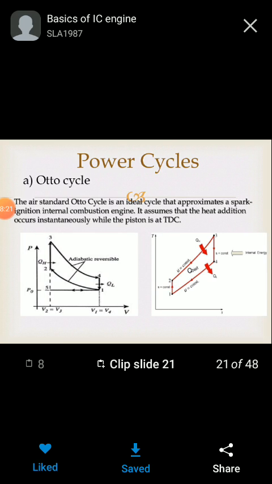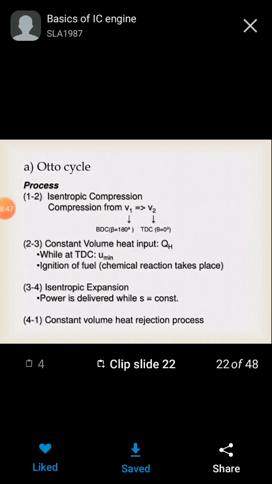The power cycles. In this, first of all, we'll discuss the Otto cycle, the air standard Otto cycle. It is an ideal cycle that approximates the spark ignition internal combustion engine. It assumes that the heat addition occurs instantaneously while the piston is at TDC. With the help of this diagram, we can explain this. In the Otto cycle, process 1 to 2 is an isentropic compression process, where V1 is greater than V2.